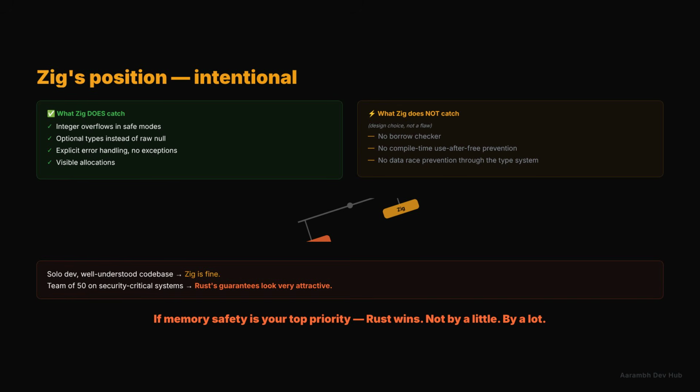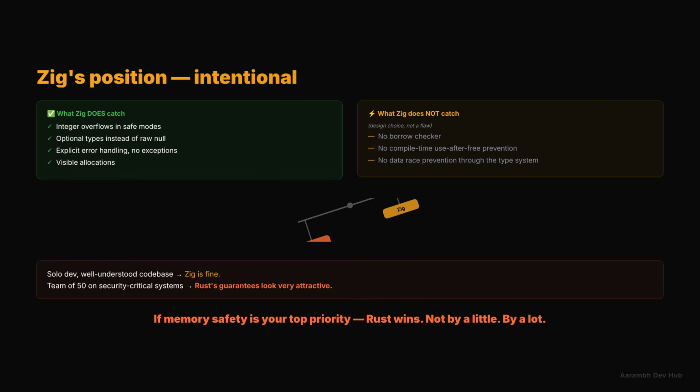It makes allocations visible, but Zig does not have a borrow checker. It does not prevent use after free at compile time. It does not prevent data races through the type system. Zig's argument is, the programmer should have the control, and the language should make the control visible, not automatic.